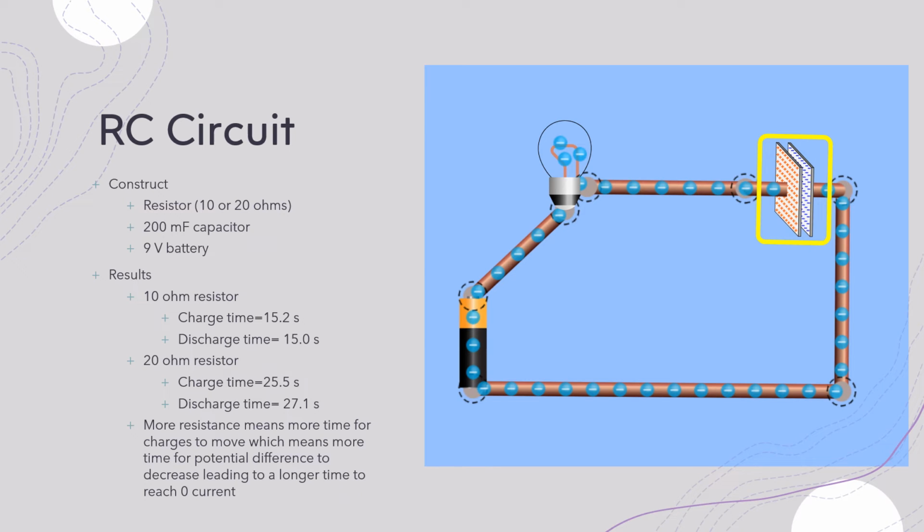In our RC circuit, we constructed it using those components, and our results were that in the 10 ohm resistor, our charge time was 15.2, and the discharge time was 15 seconds. And for the 20 ohm, our charge time was 25.5, and discharge time was 27.1 seconds. And the two were similar for both resistors, and we also found that the more resistance means more time for charges to move, which means more time for potential difference to decrease, leading to a longer time to reach 0 current.